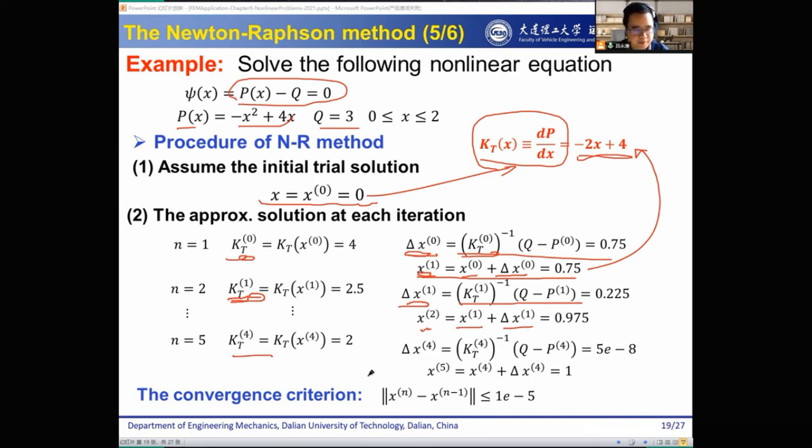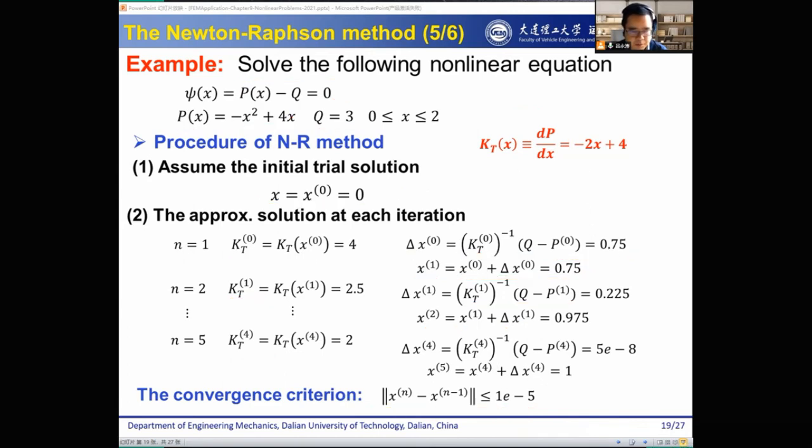Then we keep doing the iteration, and at the same time we check the convergence criteria. If it is met, then we stop the iteration. Otherwise, we keep doing the iteration.